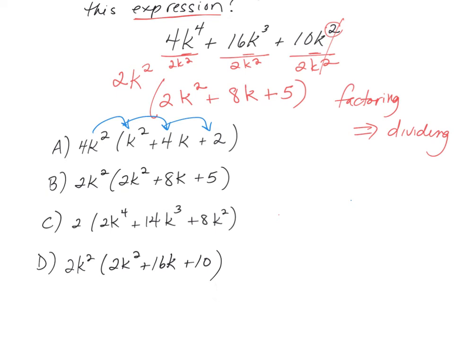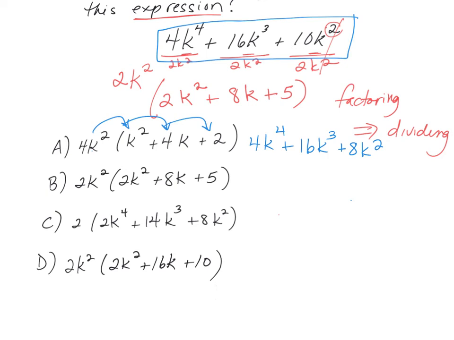So if I distribute 4k squared in choice A to what I have in my parentheses, what I get is 4k to the fourth, and that does match my first term. Then I get 4 times 4 is 16k to the third, and then 4k squared times 2 gives me 8k squared. So if you notice, it matches my first two terms, choice A, but it doesn't match my last term. So clearly that can't possibly be my correct answer.